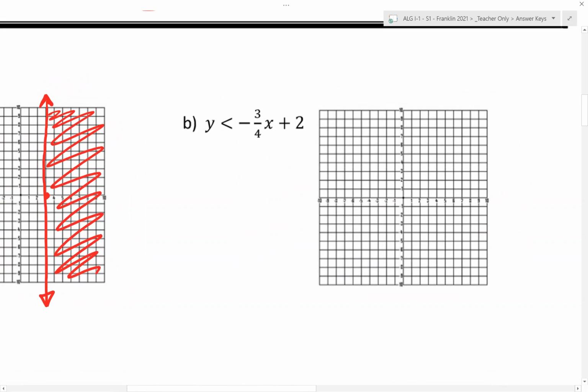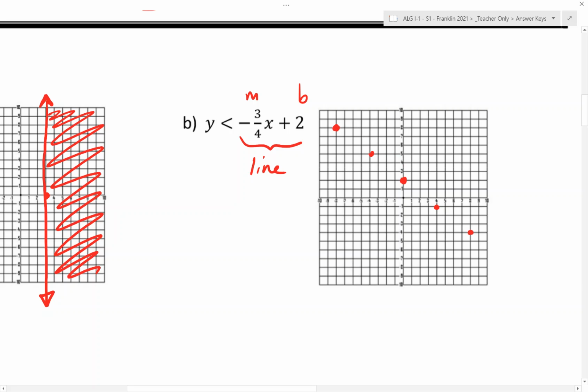Okay, example B, we have y is less than negative 3/4 x plus 2. So start graphing this part just like a regular line. This is the mx plus b. So we start at 2 on the y-axis. That's our b value. The slope here is negative 3/4, so down 3, right 4. Keep doing that. You can go back to the middle and go up 3, left 4. That's the same line.